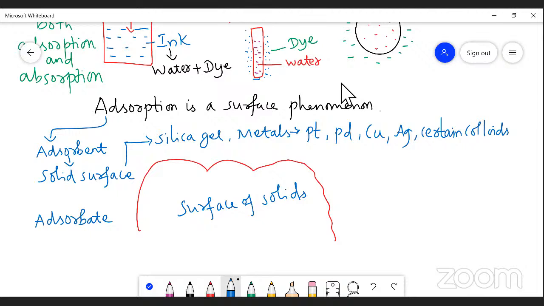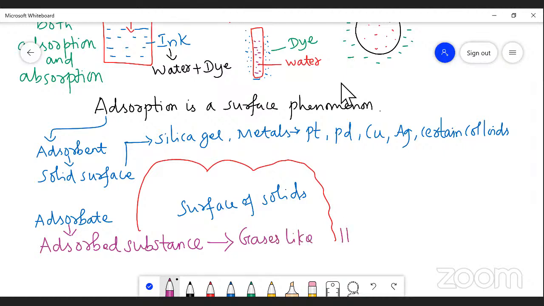Now what is an adsorbate? The adsorbed substance. That is given the name adsorbate. Now what are all the substances that can be adsorbed? What substances can act as an adsorbate? Gases like helium, neon, sulfur dioxide, ammonia, and even a solution of NaCl act as a good adsorbate.